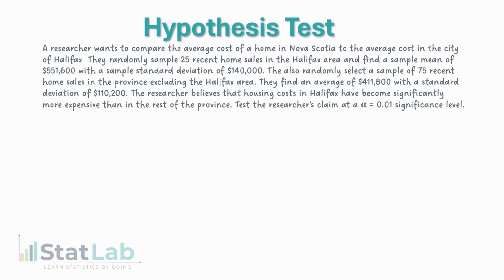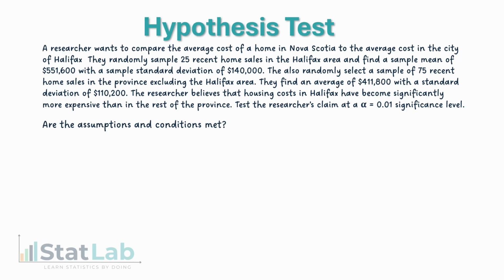Okay, so let's see how this is going to work with a real question. A researcher wants to compare the average cost of a home in Nova Scotia to the average cost of a home in the city of Halifax. They randomly sample 25 recent home sales in the Halifax area and find a sample mean of 551,600 with a sample standard deviation of 140,000. They also randomly select a sample of 75 recent home sales in the province excluding the Halifax area, and they find a sample average of 411,800 with a sample standard deviation of 110,200. So this researcher believes that the housing costs in Halifax have become significantly more expensive than in the rest of the province. To test this, we're going to use a 1% significance level, and we're going to see if the researcher is correct.